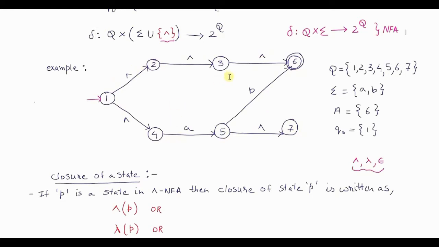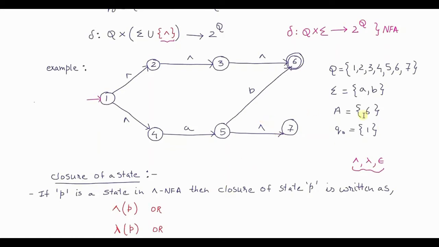Whichever automata it is, it may not look like an NFA. For example, here this does not look like an NFA, because the definition of an NFA is that from one state, on reading the same input symbol, it should be able to go to more than one state. But here, from state 1 there is a null transition going to 2, and from that same state 1 there is a null transition going to 4. So in this regard I can consider this an NFA, and since there are null transitions, it becomes a null NFA. You should always remember, whichever NFA has null transitions in it becomes a null NFA.